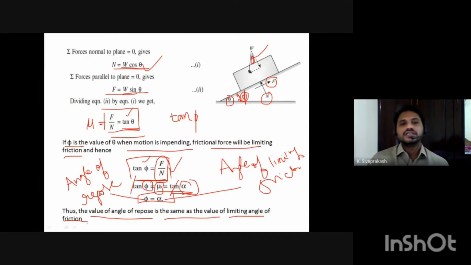This is about how you can equate the angle of repose to the limiting friction angle; you have to derive it like that. Let us take the components and equate them by applying the equilibrium conditions. Then write down the equation F by N equal to tan theta. From that you can write tan phi equal to F by N, and if it is equal to tan alpha, then phi equal to alpha.